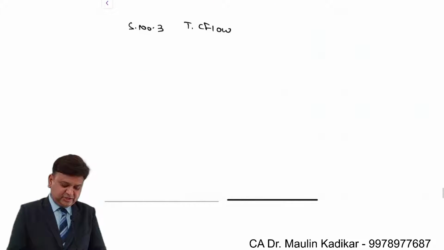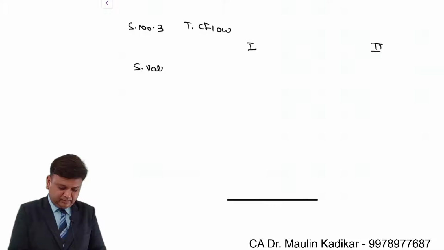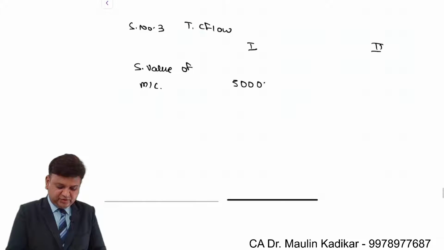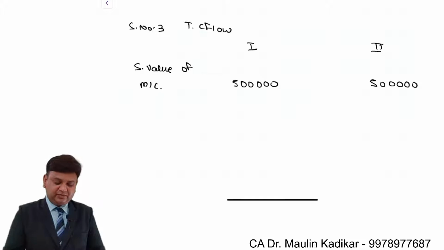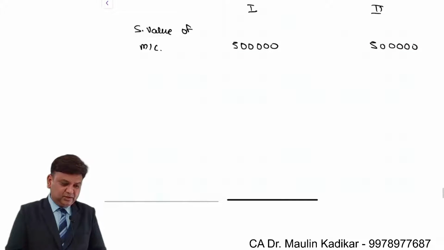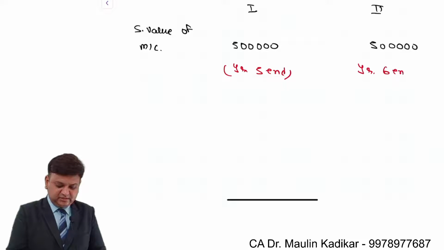Step number 3, terminal cash flow. In that, first option and second option, it is scrap value of the machinery. That is an amount of 5 lakhs for first option and 5 lakhs for second option. In case of the first option, that is going to be received year 5 end. And over here it is going to be received year 6 end.